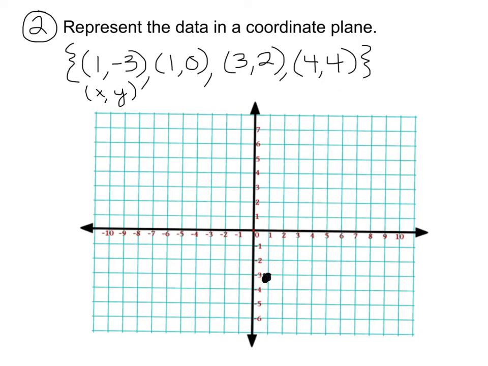1, 0, so we'd move in the x direction 1, and then the y direction 0, so 1, 0 would be right here. 3, 2, we're going to move in the x direction 3, the y direction 2, so 3, 2. And then finally 4, 4, so the x direction 4, the y direction 4, and so you have the point 4, 4 right there.